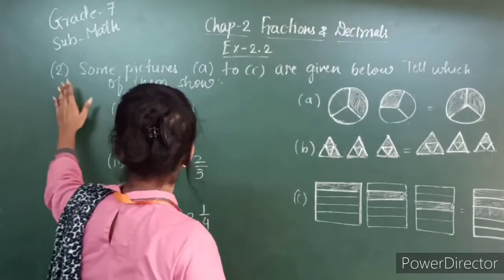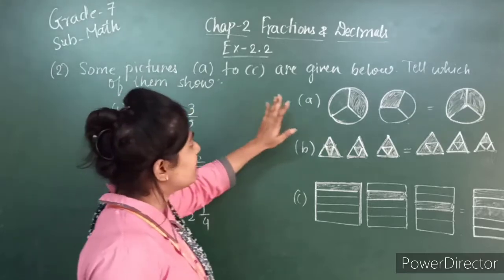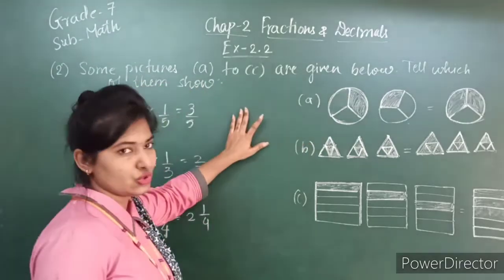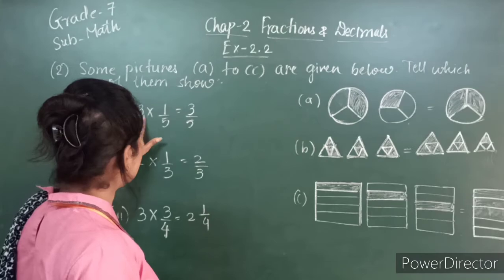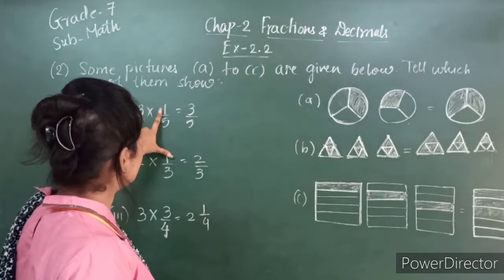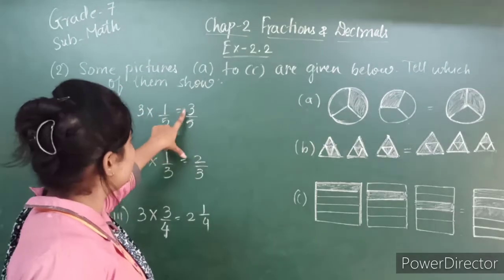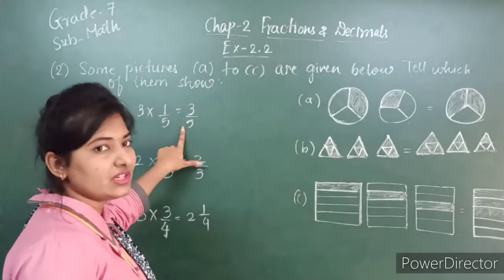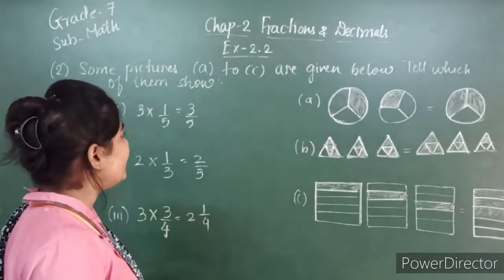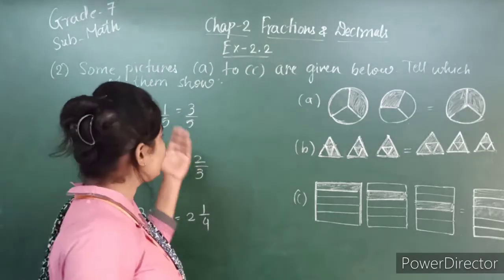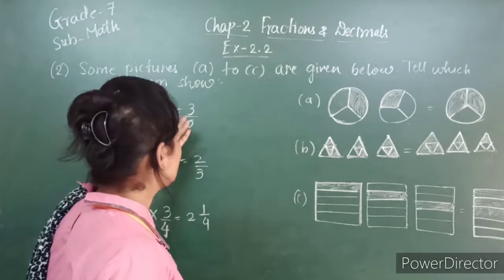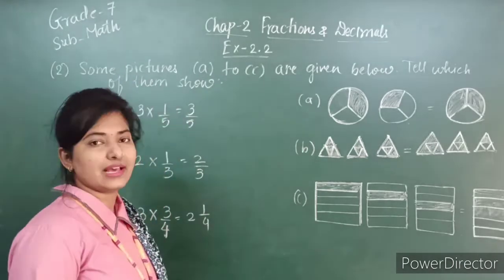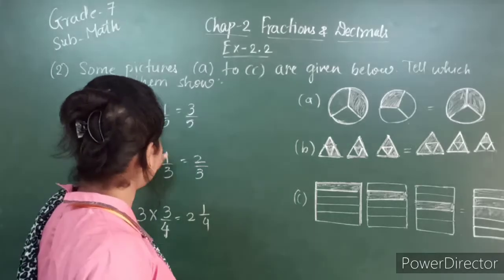So now come to the question number 2. Some pictures A to C are given below. Tell which of them show. So your first question is 3 into 1 upon 5. That is 3 ones are 3 upon 5. So in numerator it is 3 and the denominator it is 5. So we have to search the picture in which total 5 parts are there. So which of the picture in which 5 parts are there? So we have to find out.